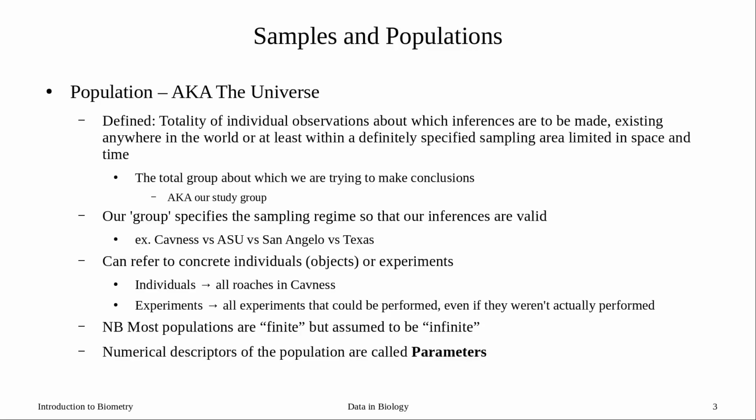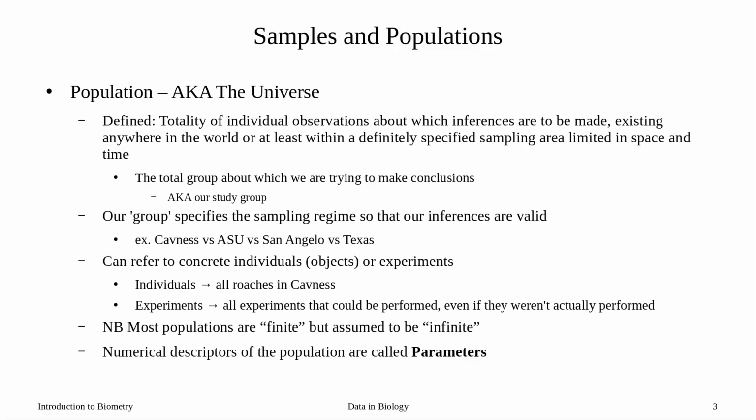This population doesn't have to be the entire world. We can make it arbitrary. For example, if we wanted to make conclusions about roaches in the Cavness building, then we would define our roaches as those being in the Cavness building. If we wanted to know about roaches on ASU's campus, then we define that as ASU's campus. If you wanted to study roaches in the state of Texas, we can define it that way.